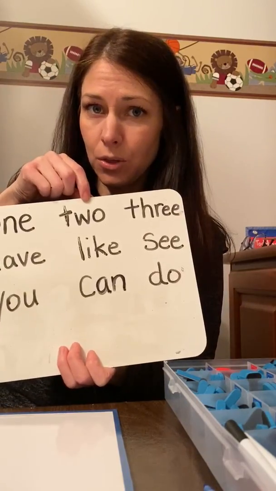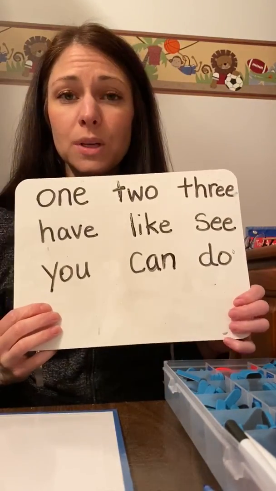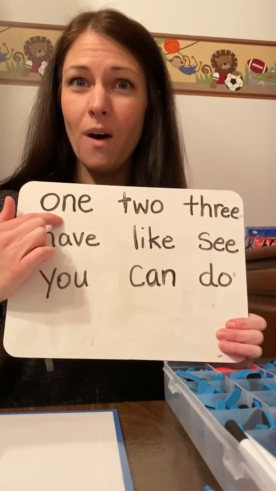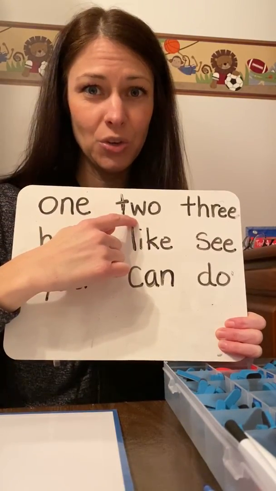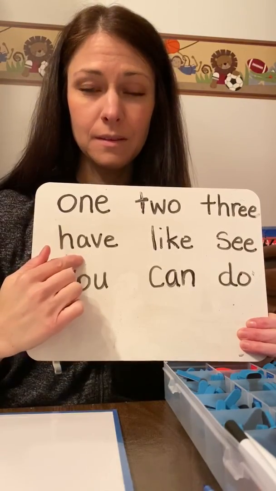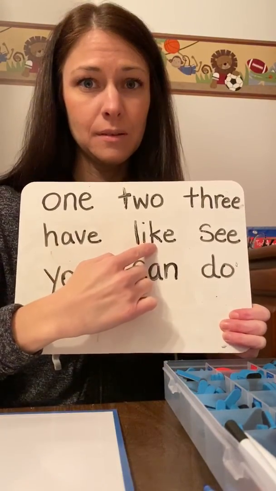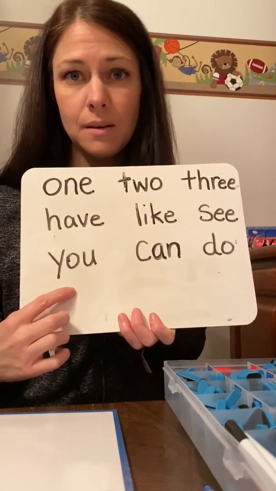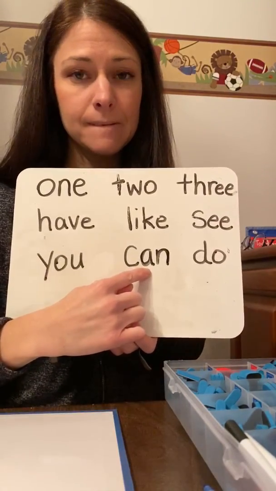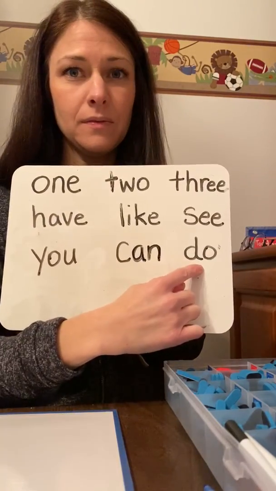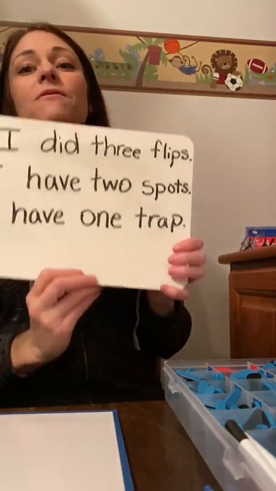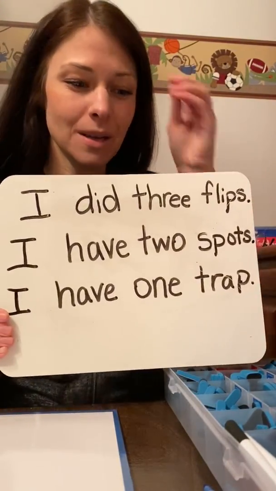1, 2, 3. Okay, now I want you to read the words to me as I point to them, okay? You ready? Okay, go. 1, 2, 3. Good. Make sure you say it before me, okay? Have, like, see, you, can, do. Awesome. Those are practicing our sight words, and now this is our very, very last thing we're going to do today, and then we are all done, okay?